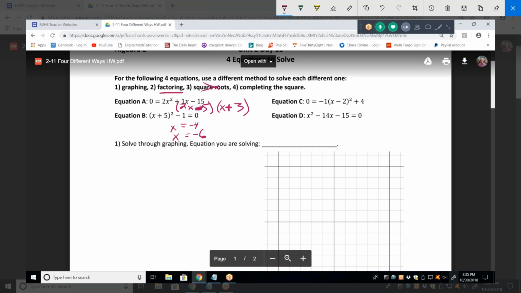Now, remember that that's equal to 0. So what are my solutions for a? -5 and 3. Not quite. Remember what you're doing. You're setting each of those quantities equal to 0. So x could equal -3. Okay, that's 1. And set the other one equal to 0 and solve it.